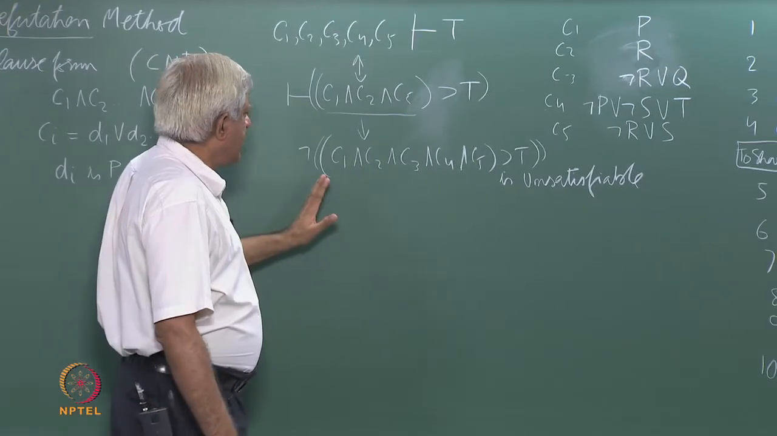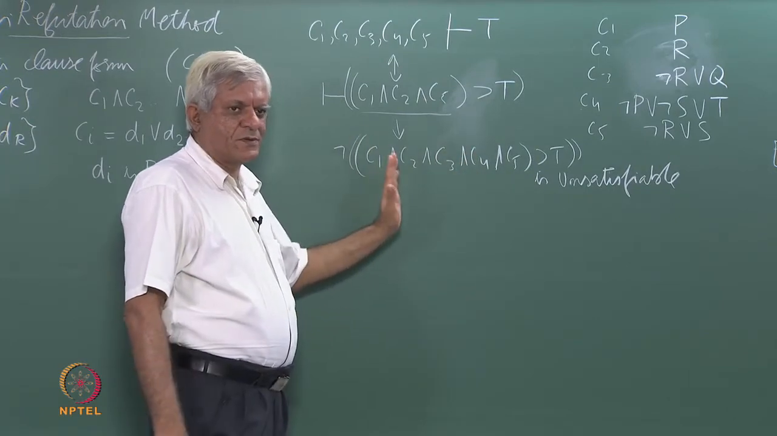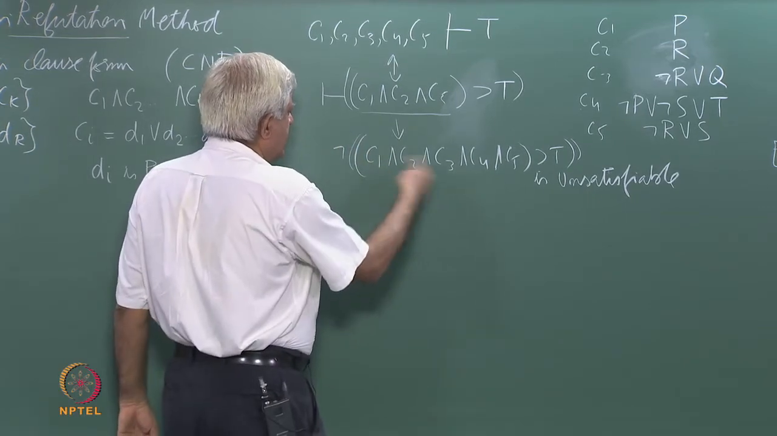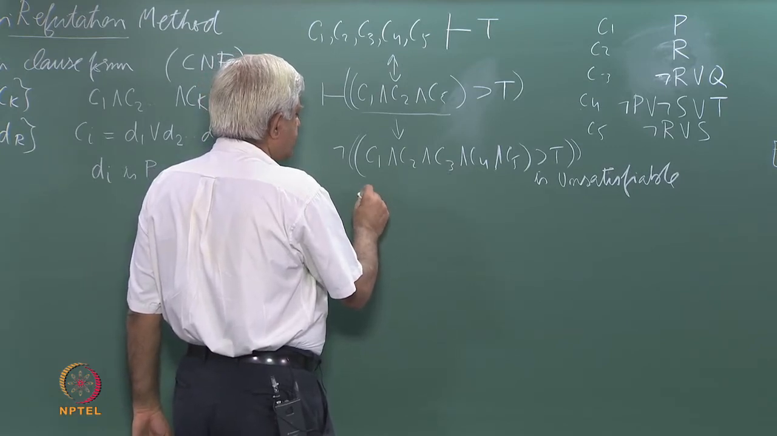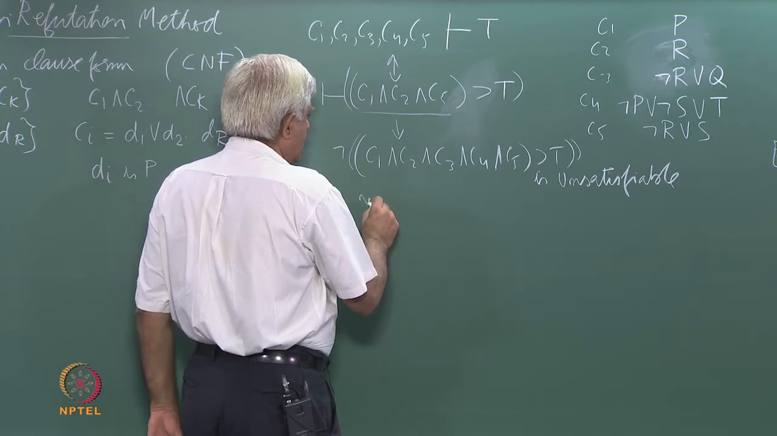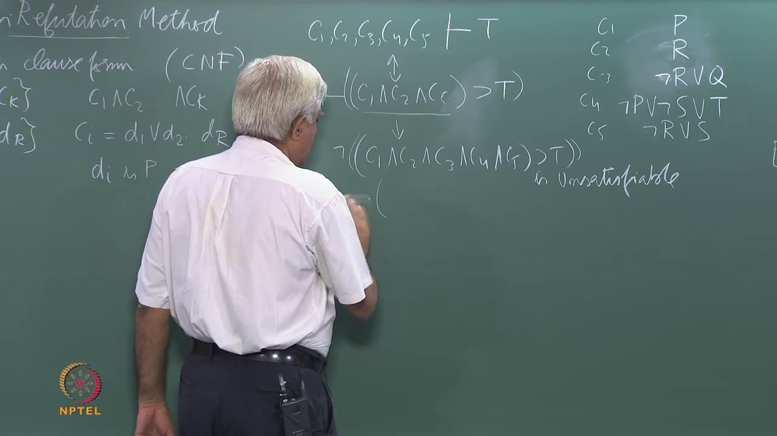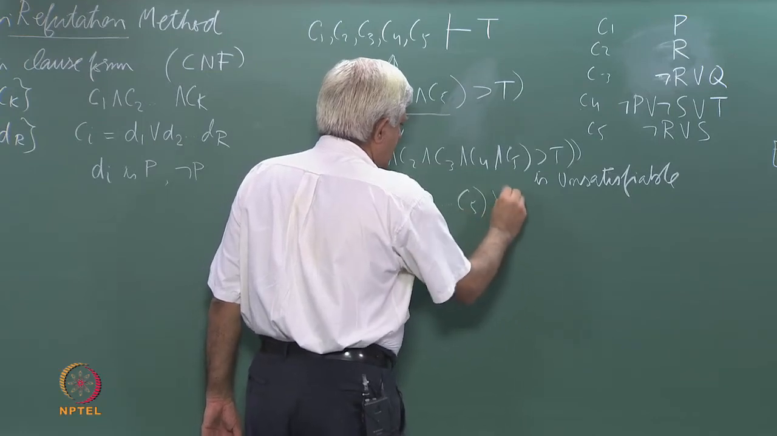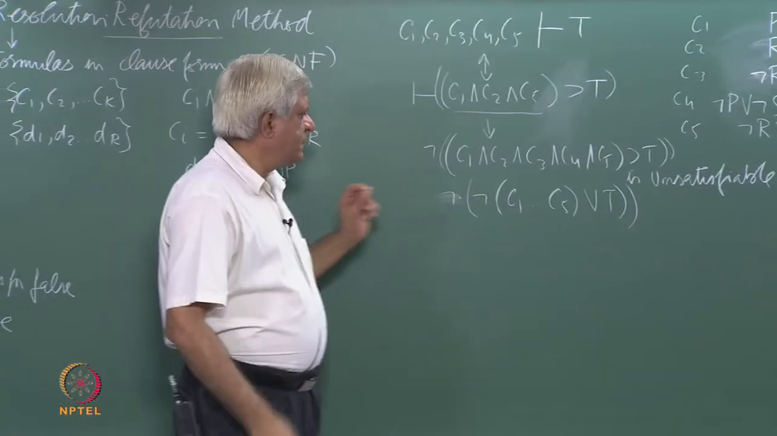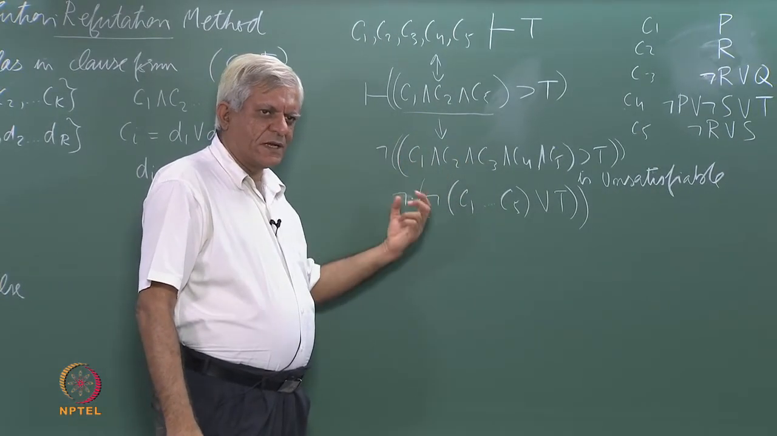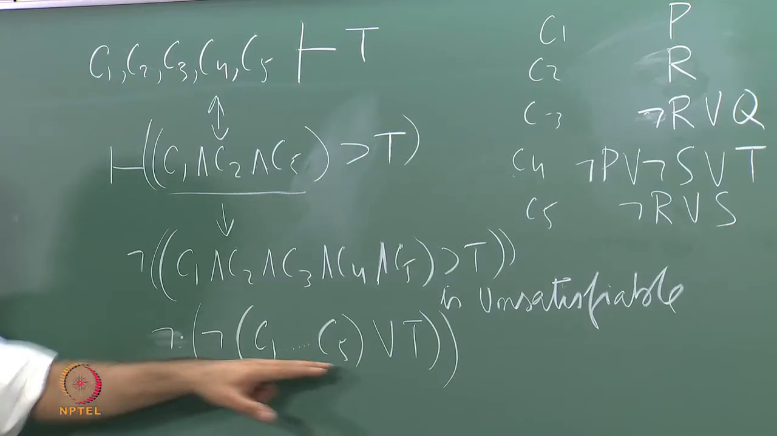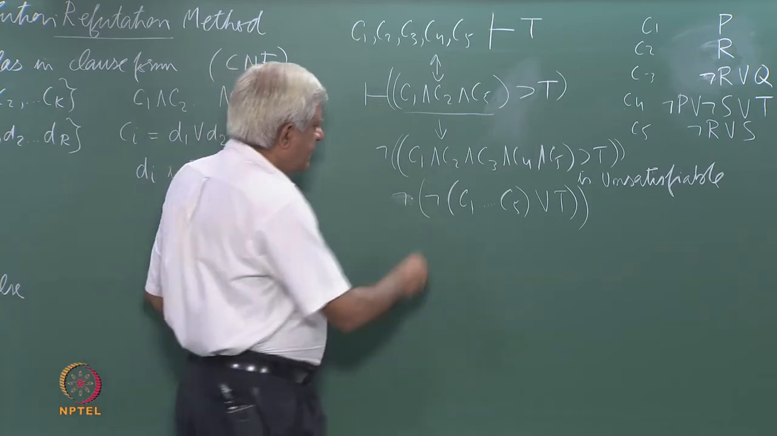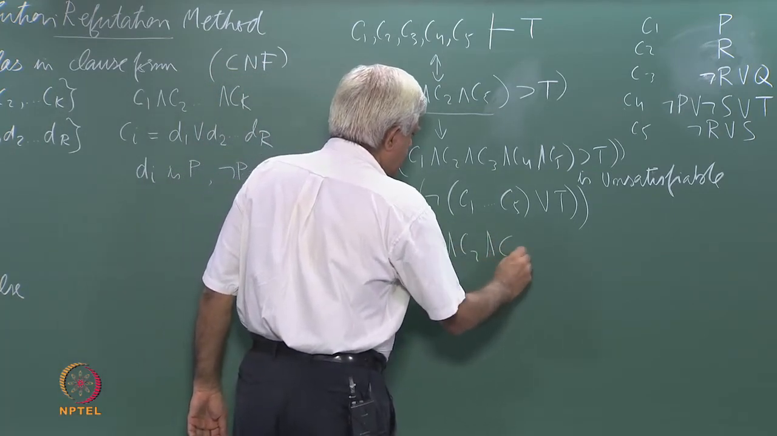Now, just a series of steps. I have to convert this into clause form. Remember that the resolution method applies only to clause form. So, if I take this not inside, I will get not of C1 C5 or T. So, remember this equivalence which said that alpha implies beta is equivalent to not alpha or beta. So, this whole thing I am taking as alpha. So, I am taking not of this alpha and or this T, and then when I push this not finally inside, what I will get is C1 and C2 and C3.